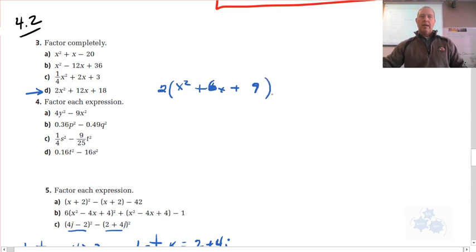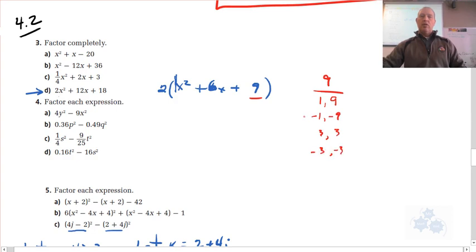Okay. And then you want to focus on this trinomial. Now because this is a 1 right here, this is easy. You look for two numbers that multiply to 9 and add to 6. So this is what I always do. I always put this number up there and list all the factors.